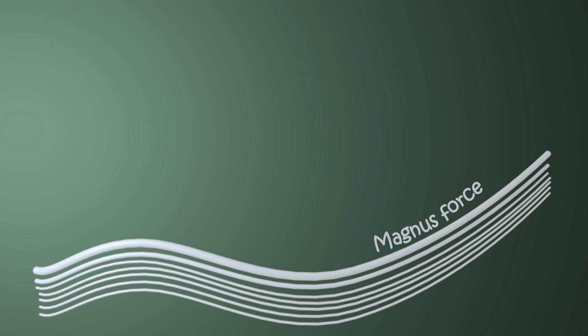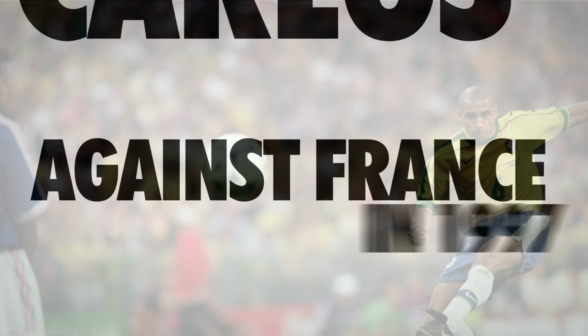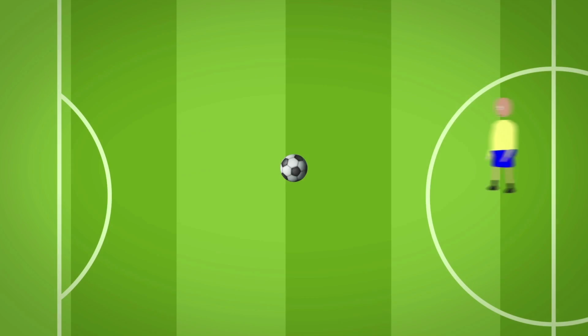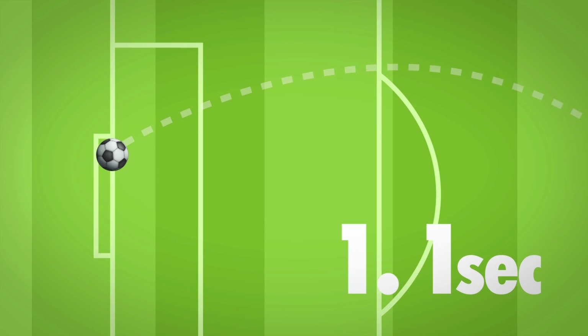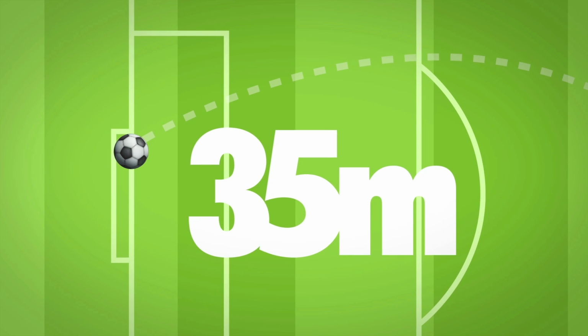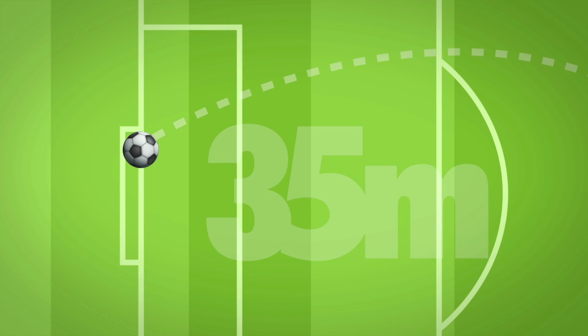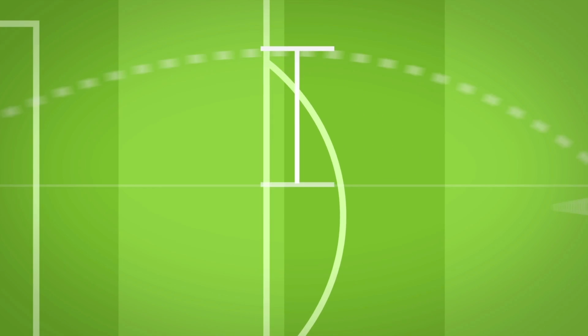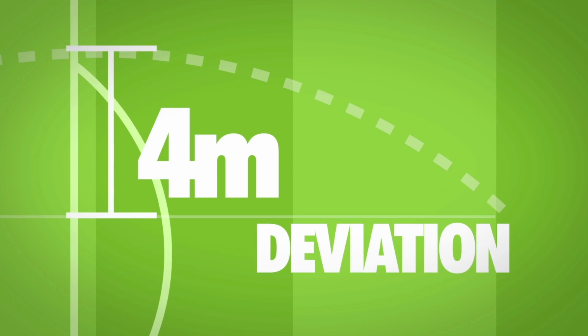One of the most famous free kicks of the last 20 years is Roberto Carlos against France in 1997. Now in this instance, the ball took approximately 1.1 seconds to travel the 35 meters from boot to net. From this distance, the diminutive Brazilian created a deviation of approximately 4 meters. But our goal is to not hit the net.